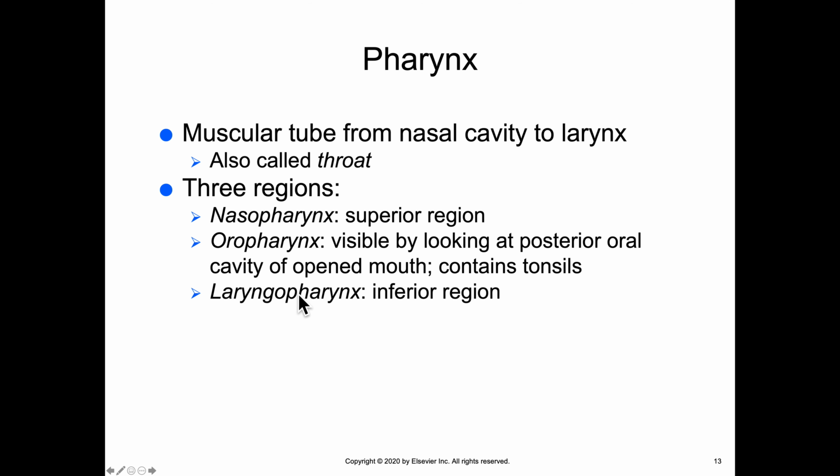So your pharynx is a tube from the nasal cavity to the larynx, called your throat. It has the nasopharynx, the oropharynx, and the laryngopharynx. We kind of all saw this. The naso being the superior, the oro being the one by the mouth, and the laryngo being the inferior region, right above the larynx.